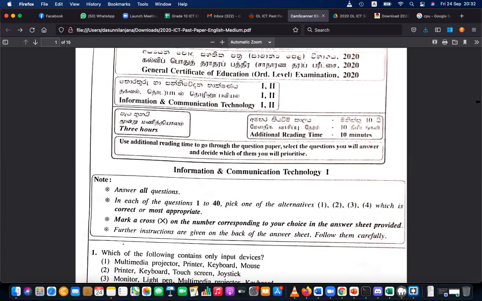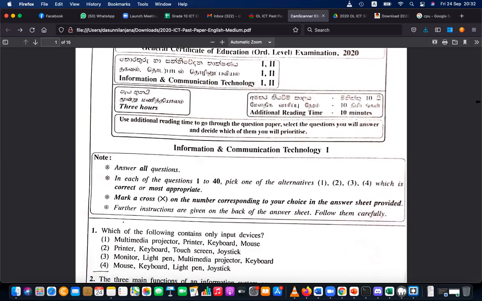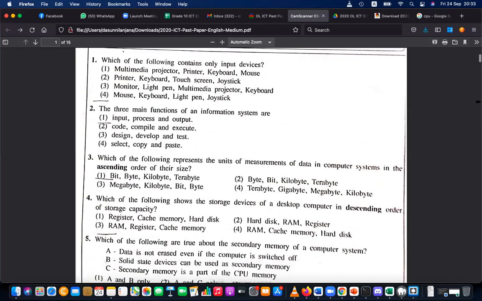By now I've got closer to 10 calls, and as far as I know, all of them got A passes. That is a wonderful achievement for this year with the pandemic, because almost everyone who wrote the exam got an A pass. Some students recently joined the class, and within 3 or 4 months they have achieved their goals. Something to be happy about. Okay, let's start discussing.